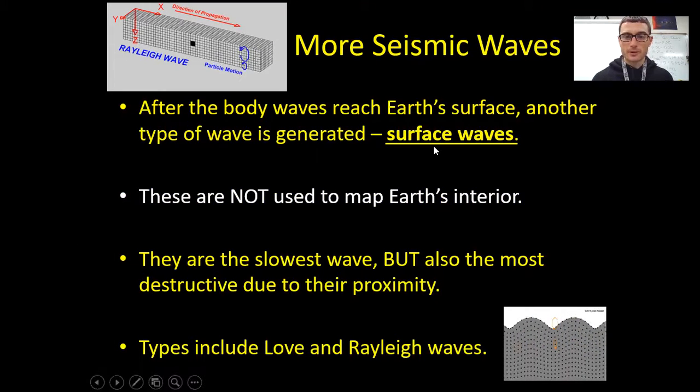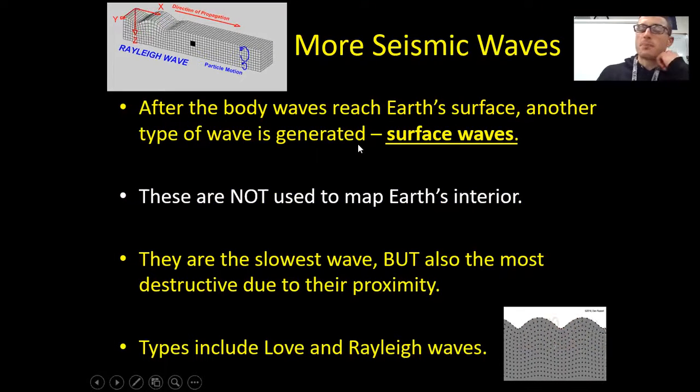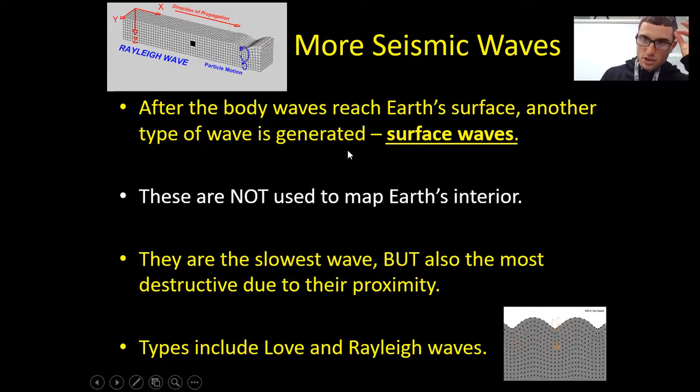Again, write what's in yellow. We got to know surface waves, but they are the slowest, but they are the most dangerous due to the closeness to the surface. Again, the most dangerous. They cause the most damage.